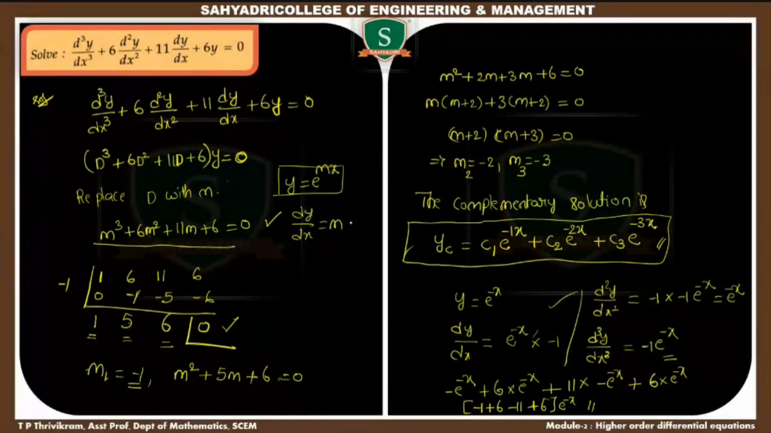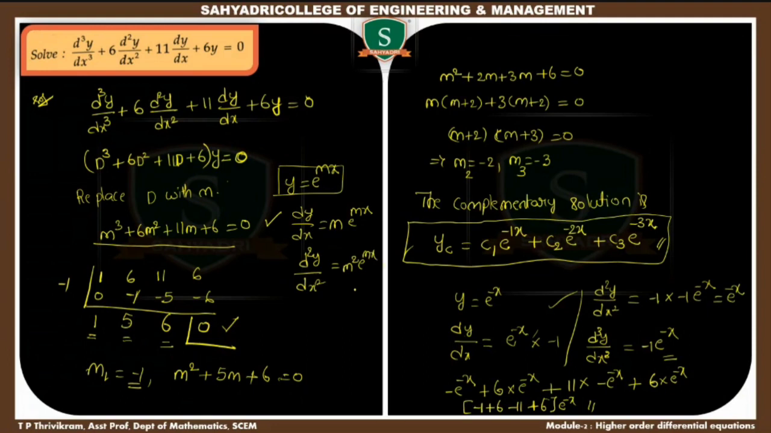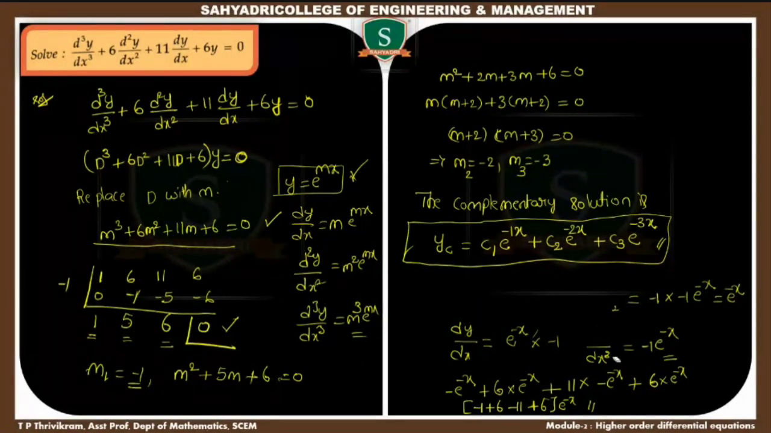Dy by dx is m into e power mx, right? Similarly, d square y by dx square is nothing but m square e power mx. Similarly, d cube y by dx cube is m cube e power mx. So individually I have found these, and I am taking this as the assumed solution. Now if I replace everything in the given differential equation, let us see what happens.